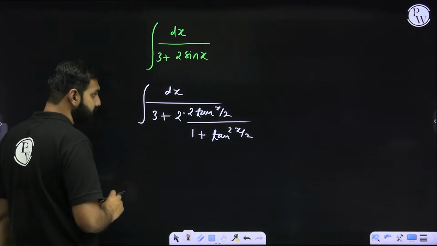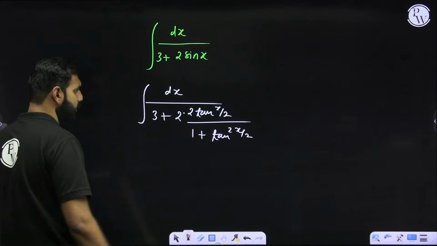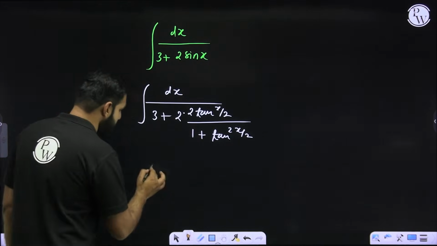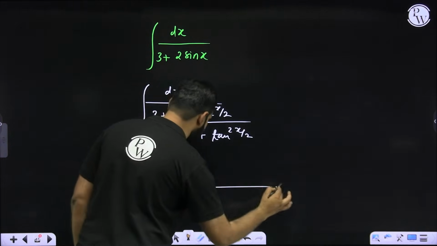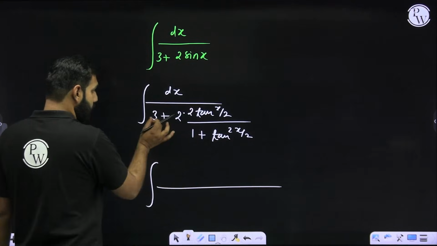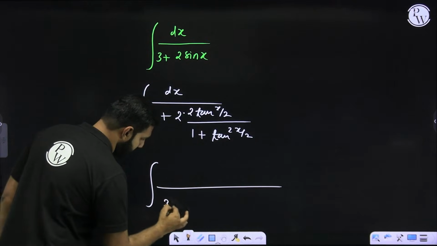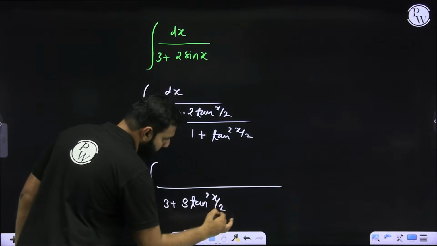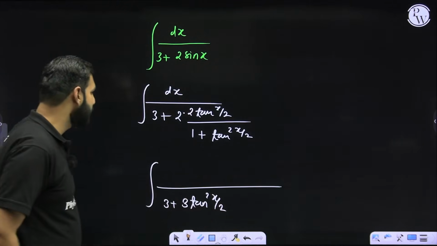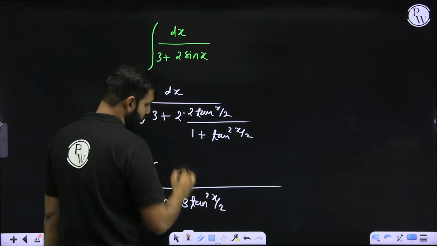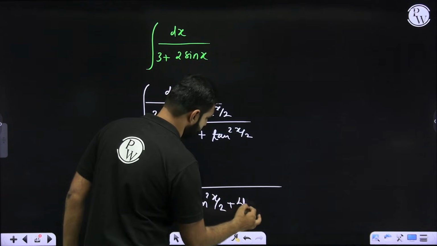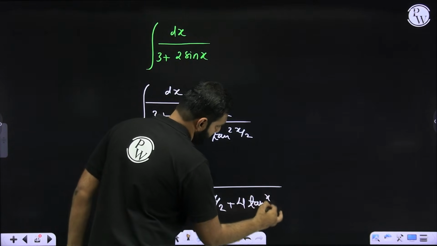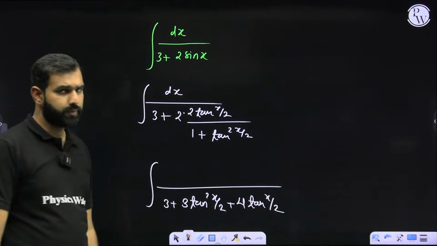See here. I'll say 1 plus tan square x by 2 is multiplied here. So in the denominator, this becomes 1 plus tan square x by 2 into 3, that is 3 plus 3 tan square x by 2. I hope there is no confusion on that. And here, what are we now left with? 2 into 2, that is 4 times tan x by 2. Did you get that part?